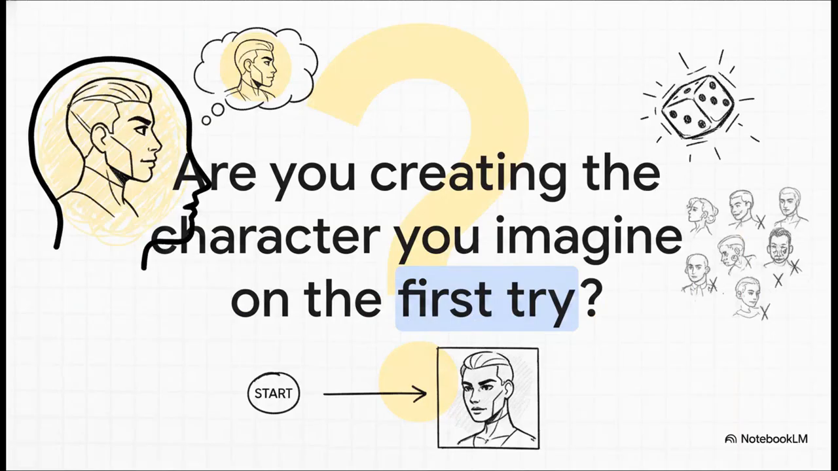So let me ask you something. You've got that perfect character in your head, right? You can see the exact pose, the mood, everything. But getting the AI to actually create that, well, it can feel like you're just rolling the dice over and over. How many times have you just hit generate and hoped for a happy accident?